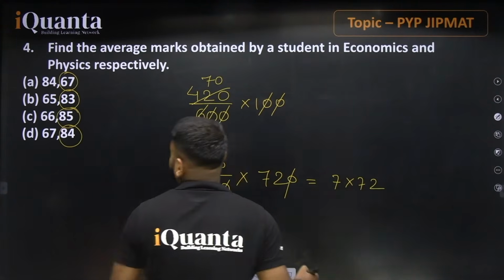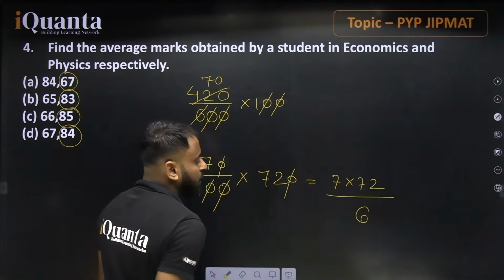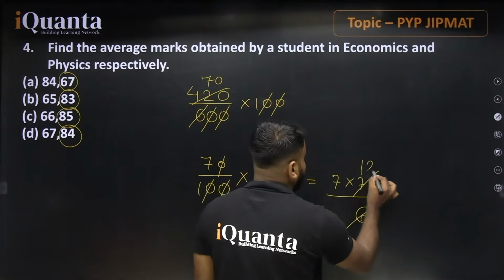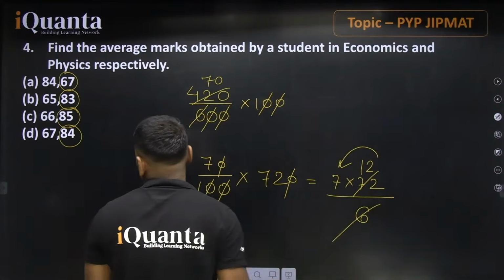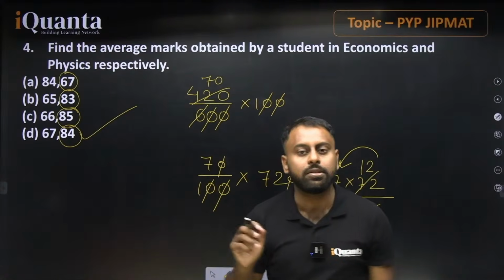We just have to find the average. So for the average, we will just divide this by 6 students. So this value will be equal to 12, and 12 sevens are 84. 12 sevens are 84 means we have only one option, that is option D, which is the right one.